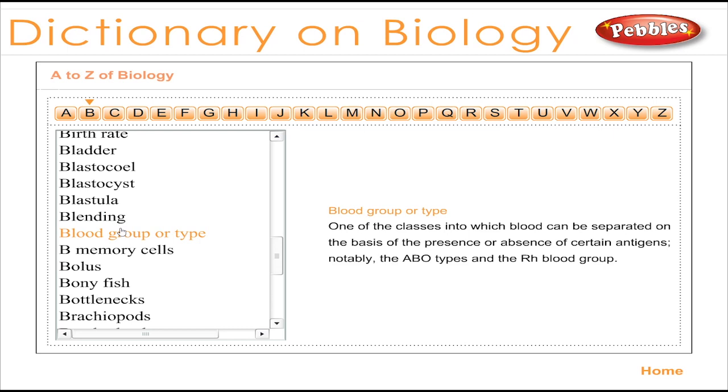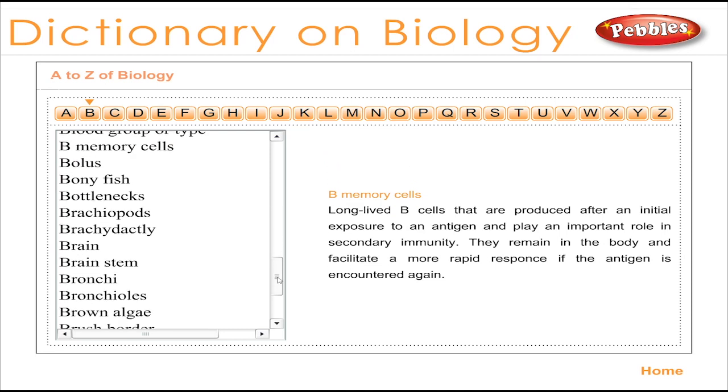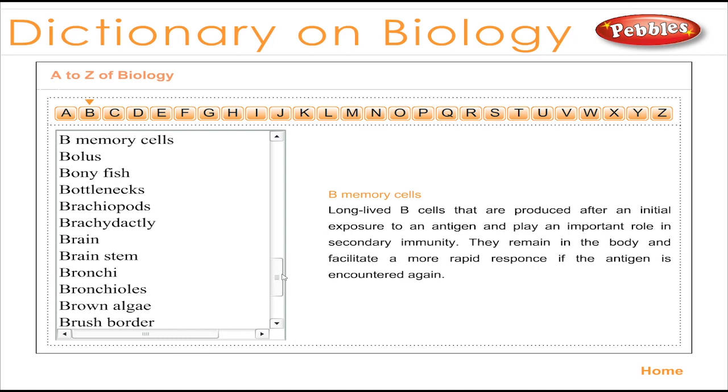Blood group or type, one of the classes into which blood can be separated on the basis of the presence or absence of certain antigens, notably the ABO types and the Rh blood group. B memory cells, long-lived B cells that are produced after an initial exposure to an antigen and play an important role in secondary immunity. They remain in the body and facilitate a more rapid response if the antigen is encountered again.